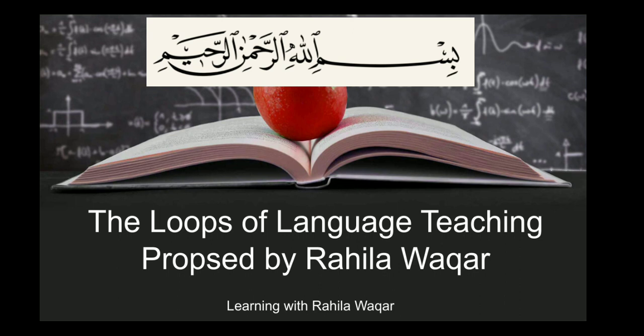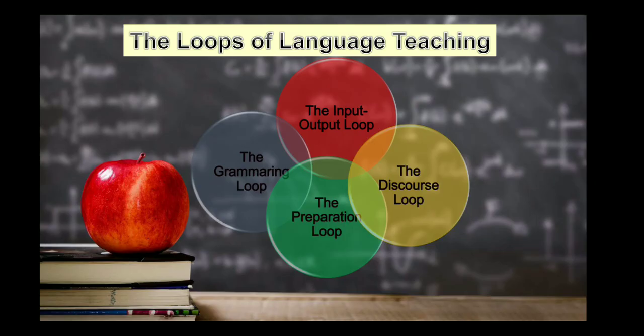Today we will briefly go over the loops of language teaching. This was an article that I wrote a few years back. Now, what are the four loops of language teaching? You can see we have the preparation loop, and then we have the input-output loop, the grammaring loop, and the discourse loop. Now, how do these loops interact with one another when we are teaching language?